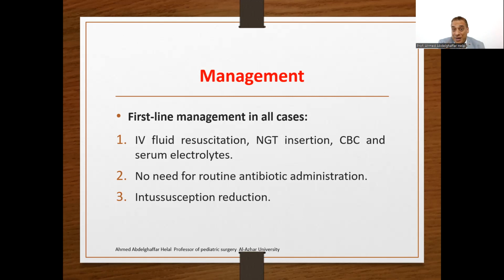So your first line management and resuscitation will depend on the condition of the baby. Whether the baby came to you in an early stage of the disease course, or came with a late metabolic disturbance or even with septic shock. So resuscitation will depend on the presentation of the child. So you may need to do an aggressive resuscitation. You may do an aggressive repletion of the fluids in a severely dehydrated infant or child.